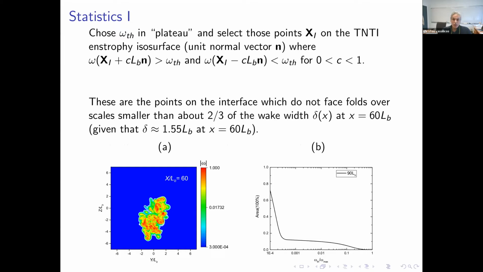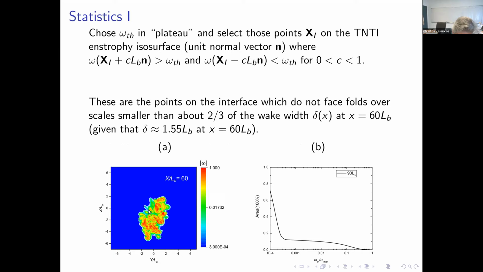So I choose my omega theta, my threshold, my isoentropy, and we choose somewhere here, and we select points. Now this is too many words just to say that we select not any point on this iso surface, but points where if you take a line across it, you don't meet another fold, because this would make things more complicated, and this is actually what we are doing now.